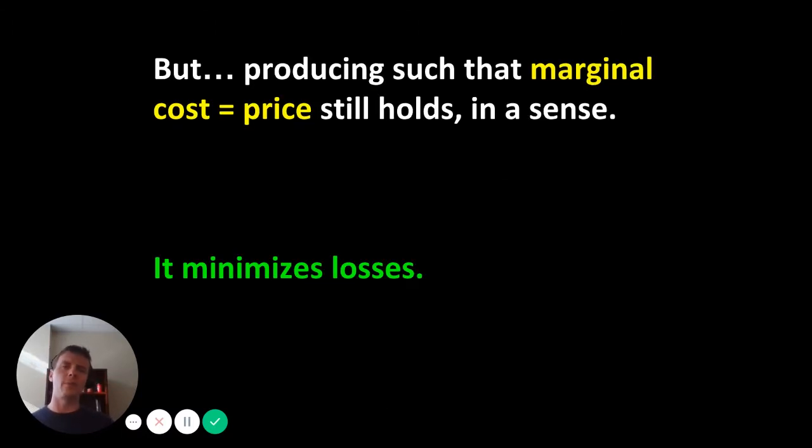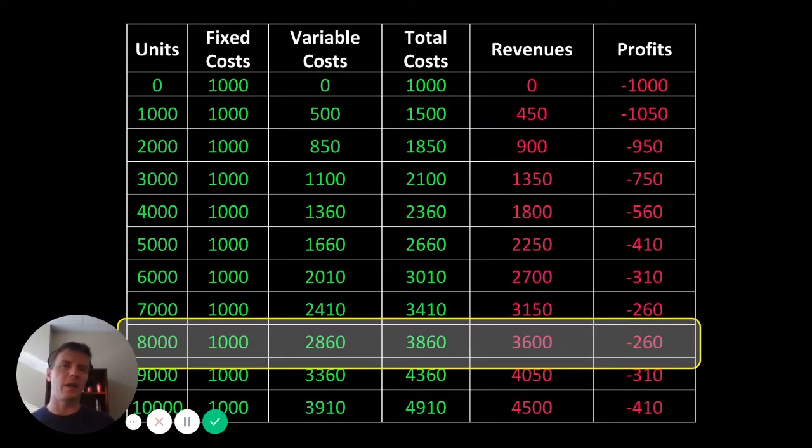But our optimization rule, that we want to produce at the level where marginal cost equals price, still holds in a sense. It minimizes losses. So let's go back and take a look at the results here. Clearly we're losing money at every level of production. So we have negative profits, but we do minimize losses. Our negative profits are the smallest possible loss we can get by producing at about 8,000. So that would be our optimal level of production in this case: the level of production that minimizes losses.